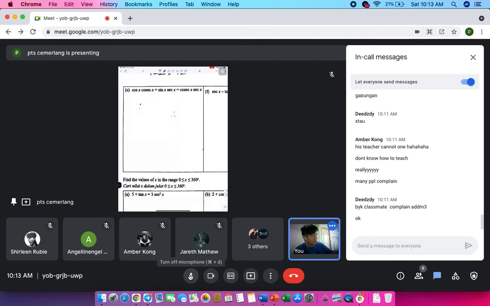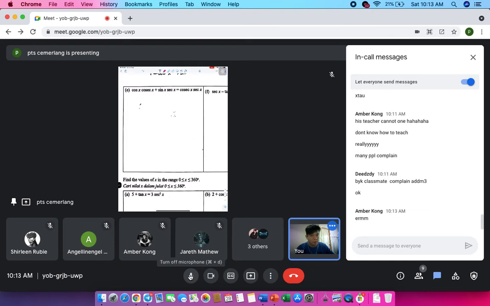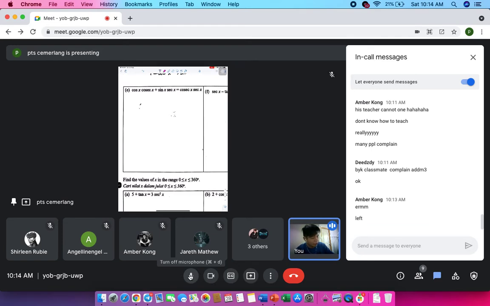Amber, which one do you change? I try to follow you if it's correct. Which one do you start? You start with left or you start with right? 你 start left hand side 还是 right hand side? Left. Okay, you start with left. So I start with left also lah. So cos x, cosecant x. Okay, I start with left.